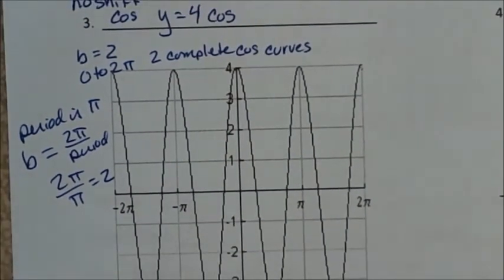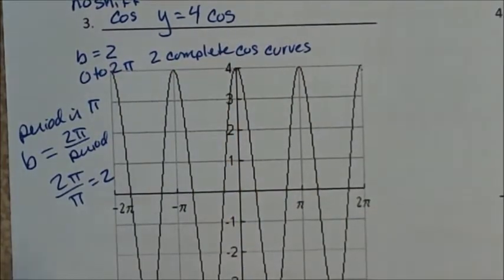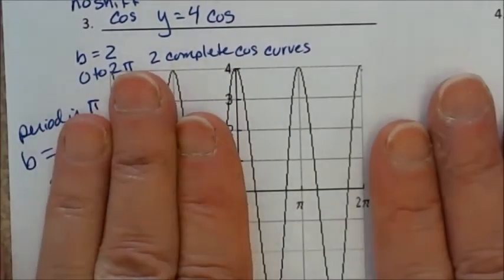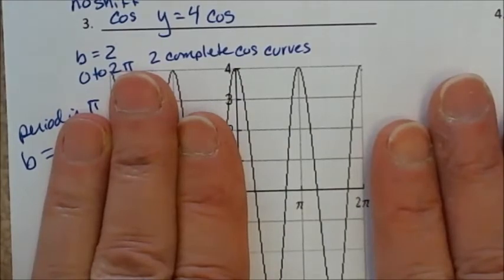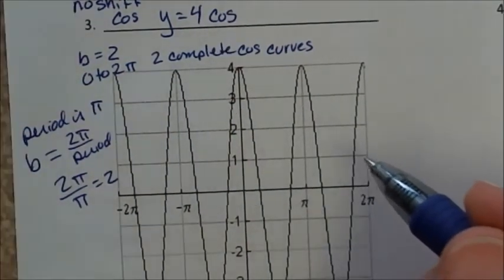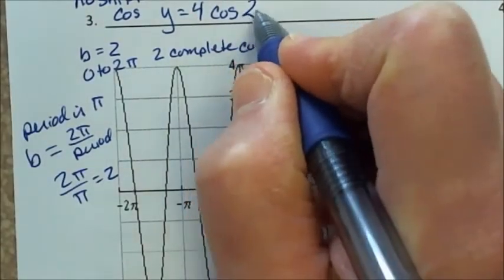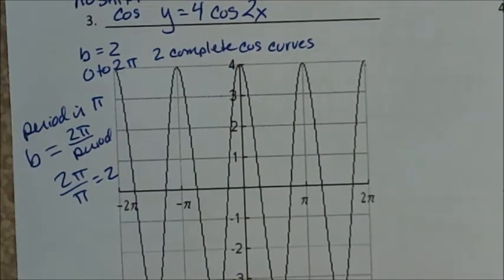Again, there's 2 ways you can always get that b value, either by taking 2 pi, dividing it by the period, or if you have from 0 to 2 pi, the number of complete cycles of your curve. So b is 2. So this would be y equals 4 cosine 2x, because there's no shift.